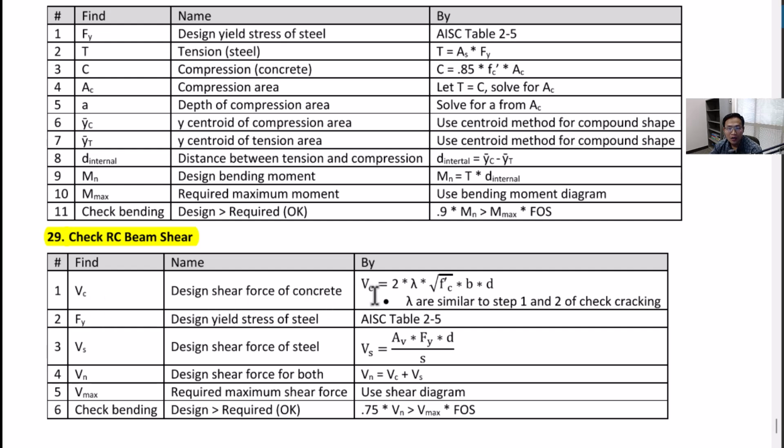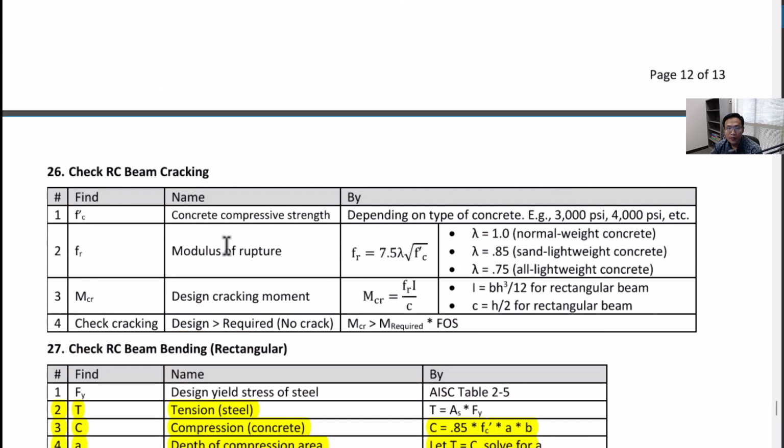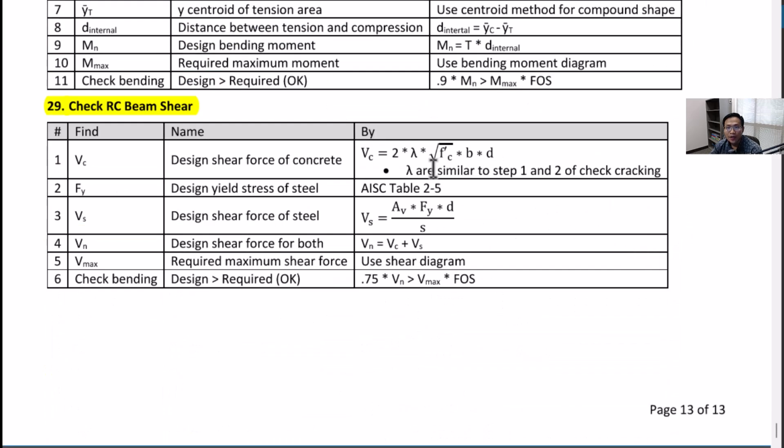And Vc is the shear of concrete, and Vs is the shear of steel. Vc will equal to 2 multiplied by lambda, and lambda over here you can see on the step 1 and step 2 of cracking. So if you go up here, you can see that lambda will equal to 1 for normal weight concrete, 0.85 for sand lightweight concrete, and 0.75 for all lightweight concrete. Okay, and then you have fc that we discussed previously. We have b that is the width of the beam, and d is also the distance that we discussed previously.